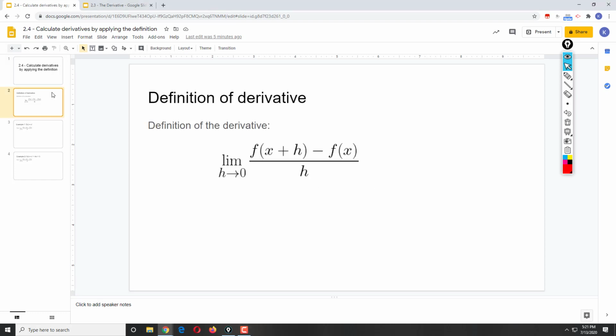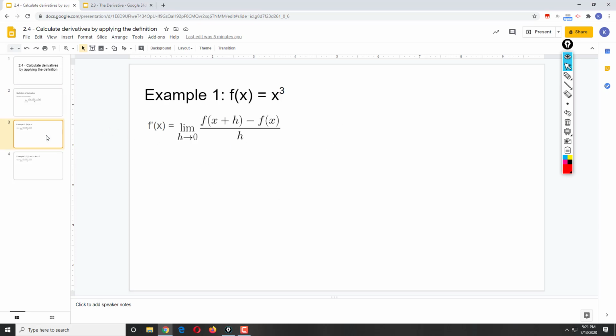In our last video, we saw that the derivative, or the slope, at any point is given by the definition: the limit as h approaches 0 of f of x plus h minus f of x, divided by h. This is really just the average rate of change as h approaches 0. Let's look at two examples.